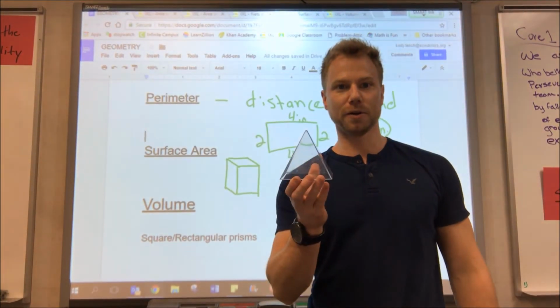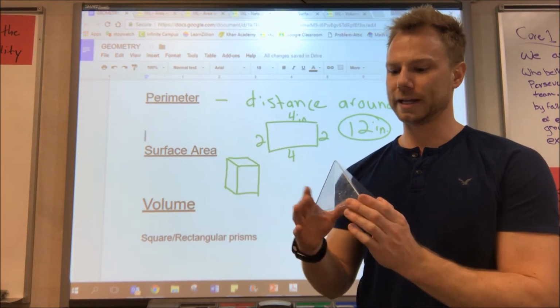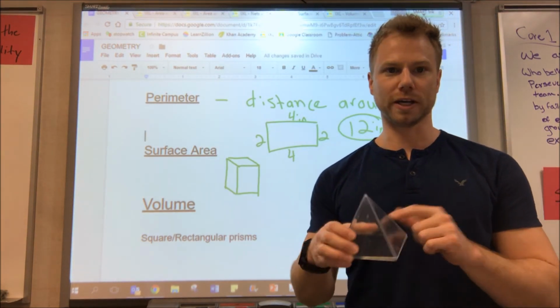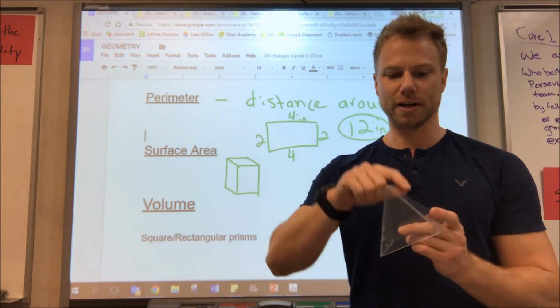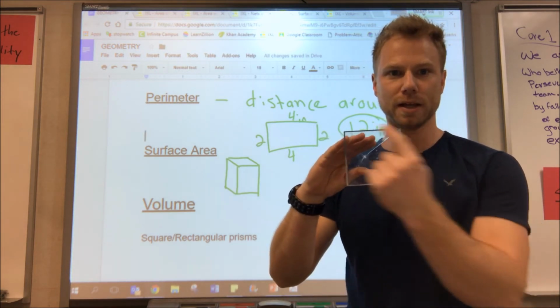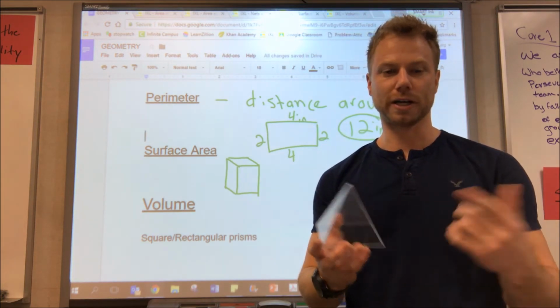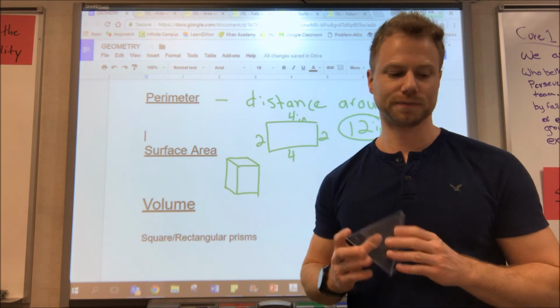If you have a pyramid like this, it gets a little bit more complicated, but not too bad. These faces are triangles. So you find the area of the triangles, add them all together. The bottom is a square. So you find the area of the square, add it to the 4 triangles, you have your surface area.